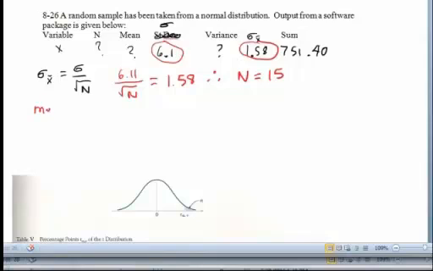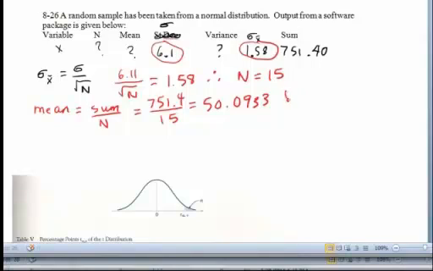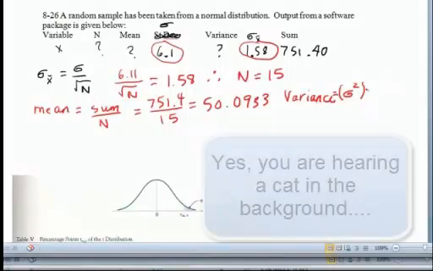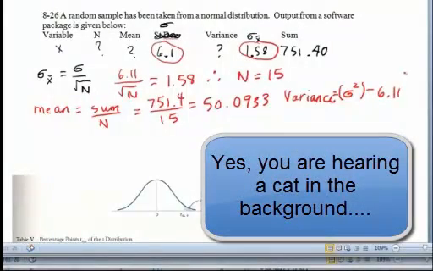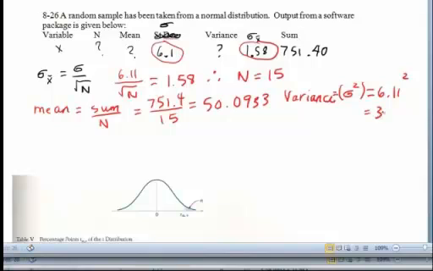Now the mean is just going to be equal to the sum over n. So that's 751.4 over 15, and that's equal to 50.0933. And the variance is just sigma squared, that's 6.11 squared, which is 37.3321.